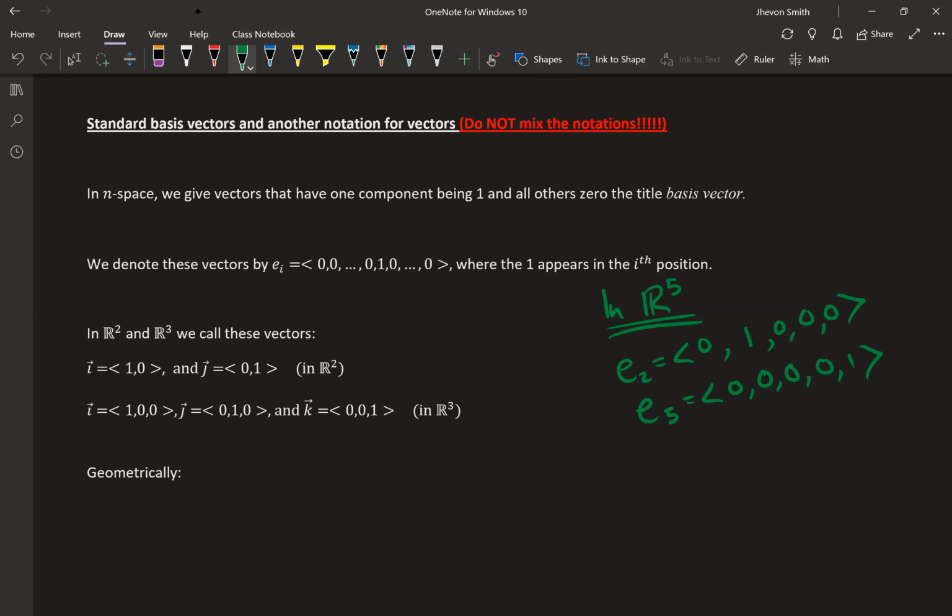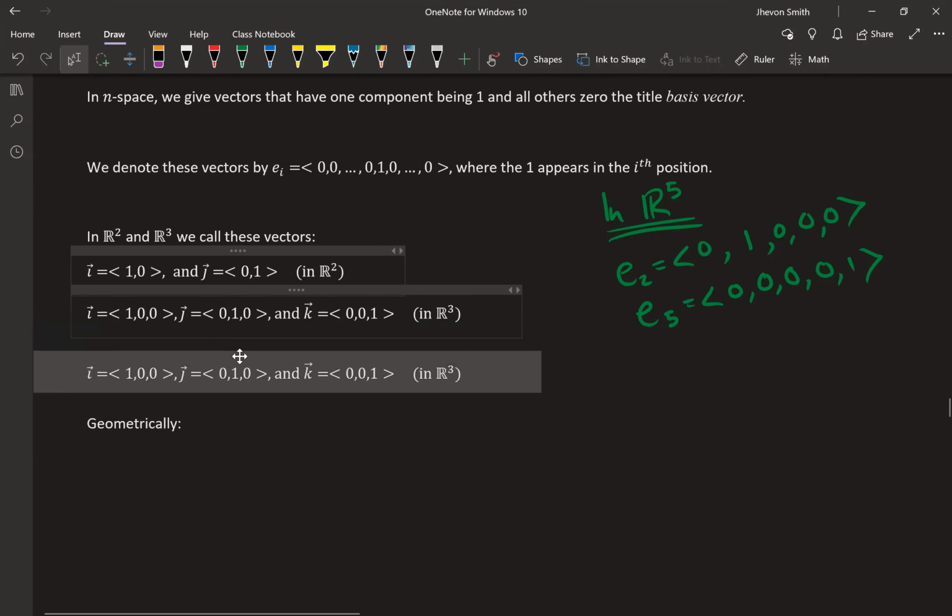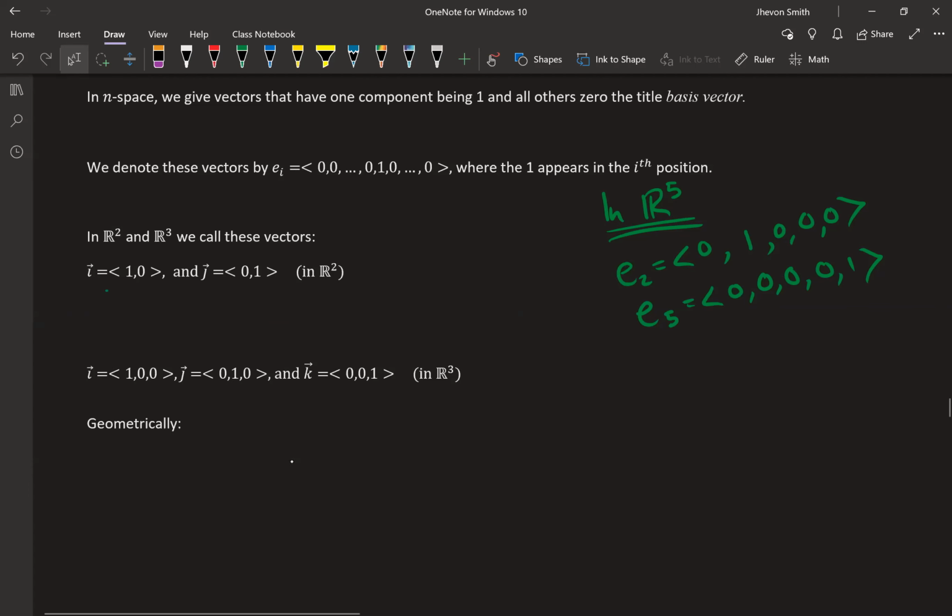We'll see what those guys are in a little bit. Well, not fully, but we're going to see how we can build these guys up and why we can call them basis vectors. Okay, but that's how we name them. In R2 and R3, we actually give these guys names. We call them i hat, j hat in R2, or i hat, j hat, k hat in R3. So this guy would represent E1 in R2. This guy would represent E2 in R2. This guy would represent E1, E2, and E3 in R3, respectively. Okay. Now we call them i, j, k.